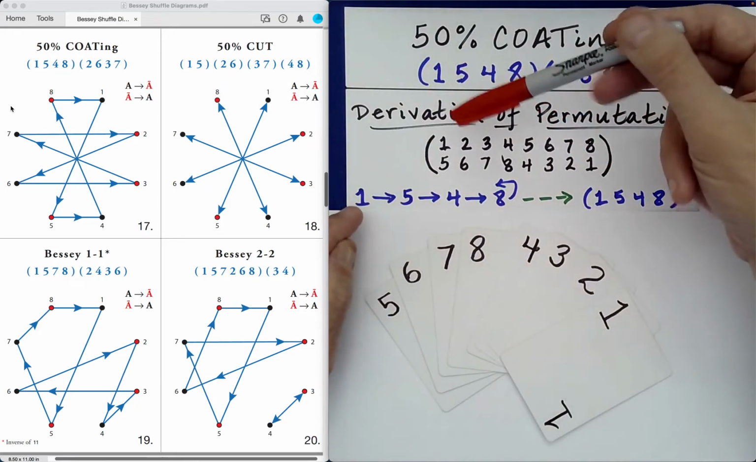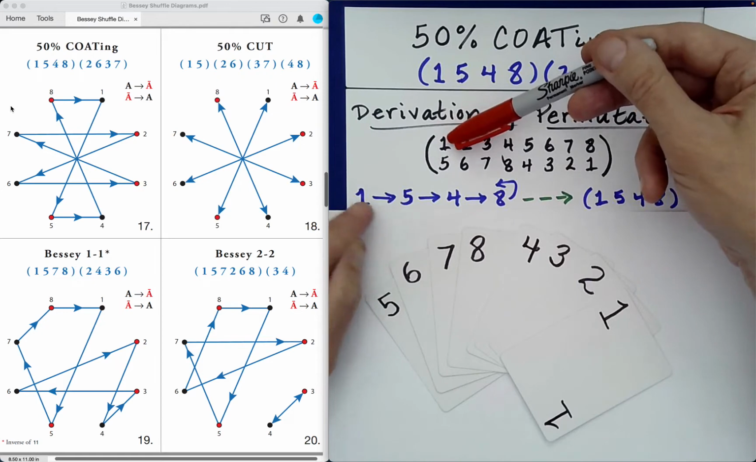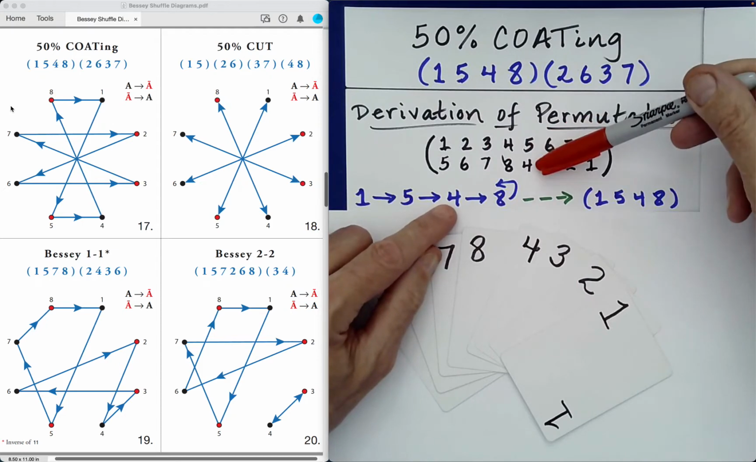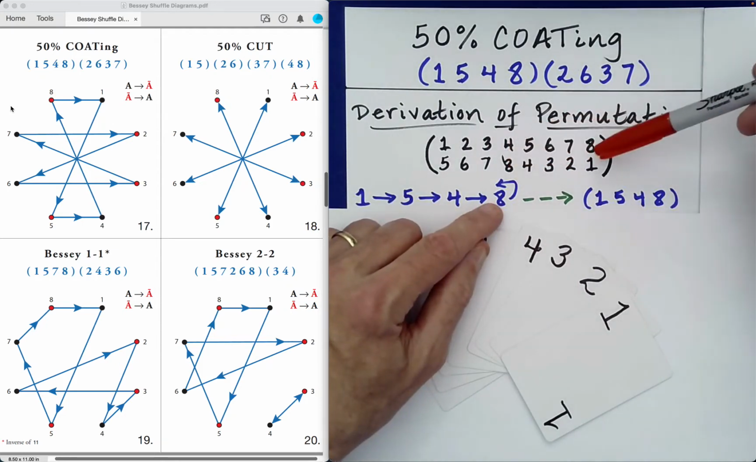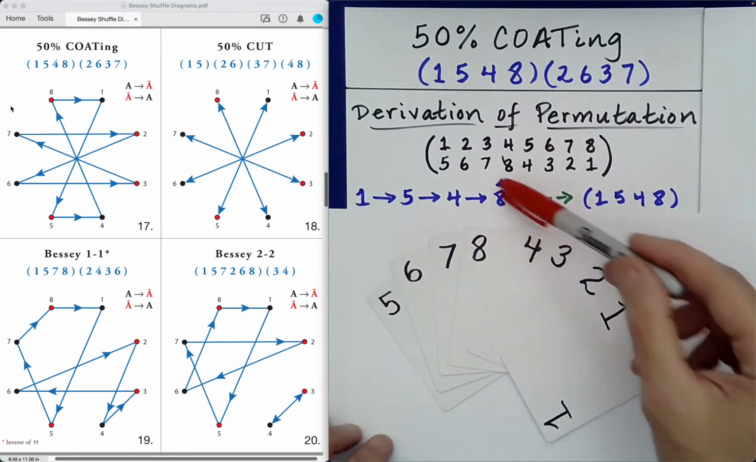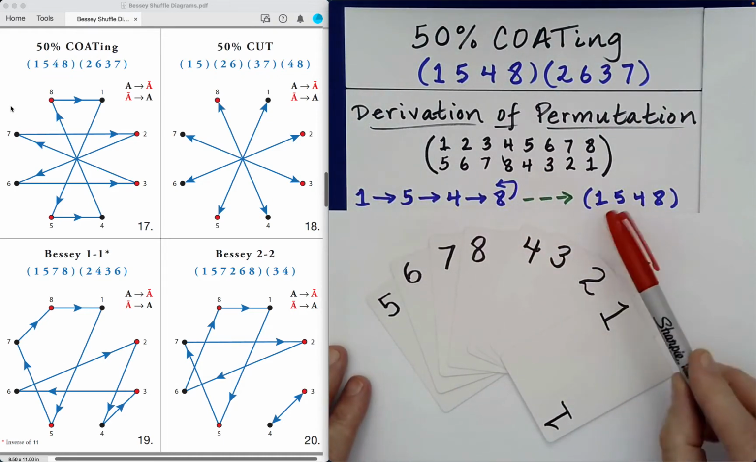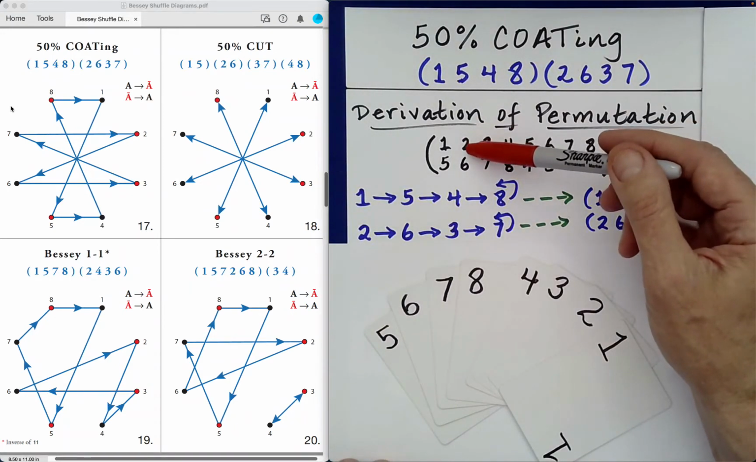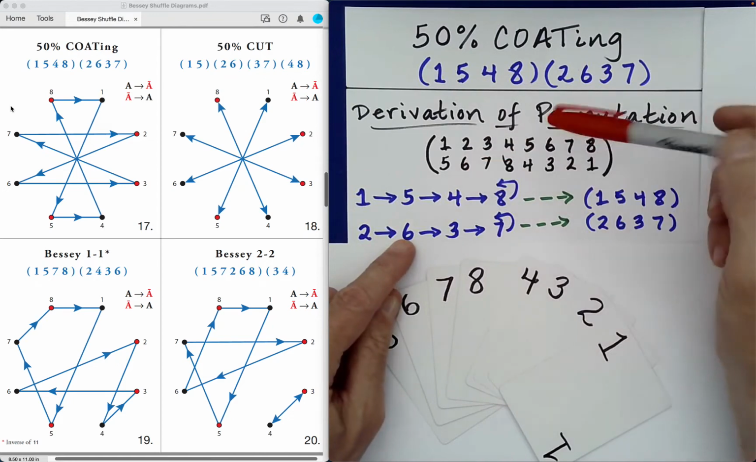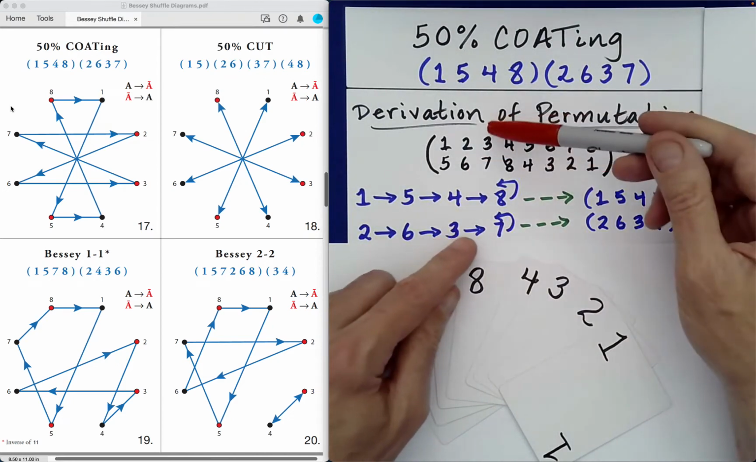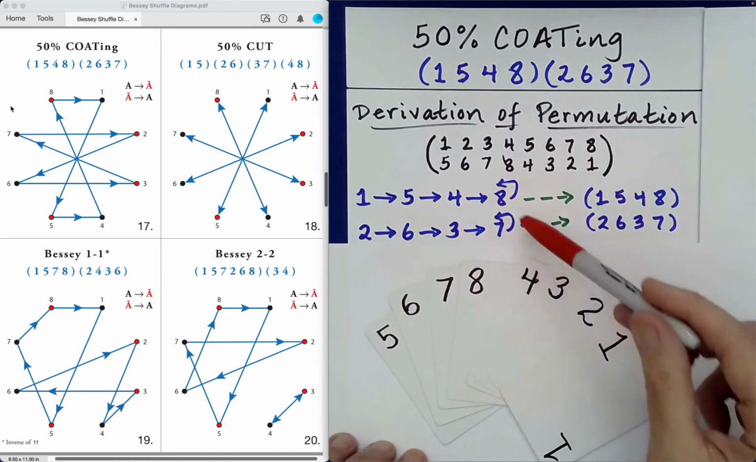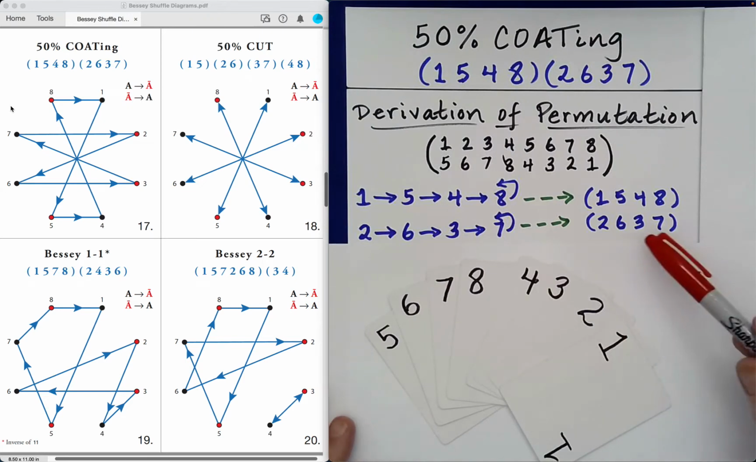Recall how this works: we see that 1 goes to 5, so there's an arrow from 1 to 5. 5 over here goes to 4. 4 goes to 8. And then 8 goes to 1, so it wraps around, completing a 4 cycle, 1, 5, 4, 8. Looking at what happens to the value 2, we see that 2 goes to 6, 6 goes to 3, and 3 goes to 7, and finally 7 goes to 2, so it wraps back around, resulting in a second 4 cycle. This accounts for all 8 digits.